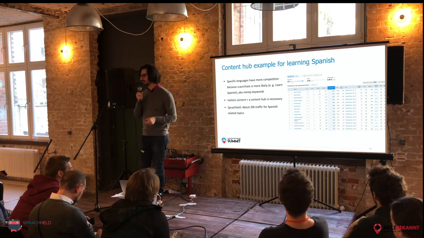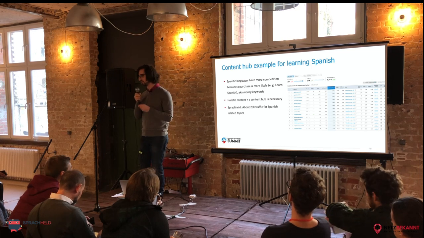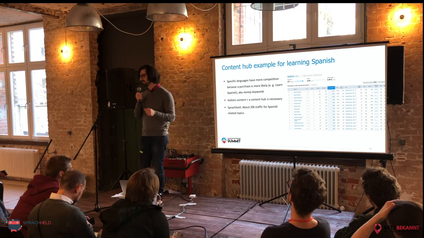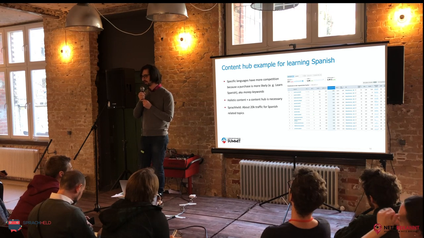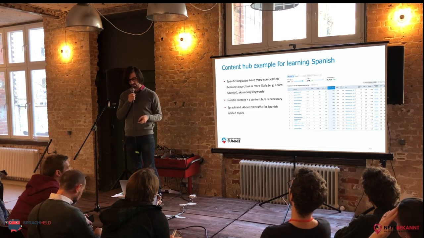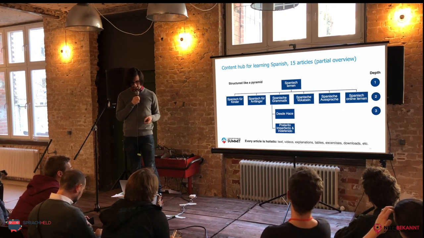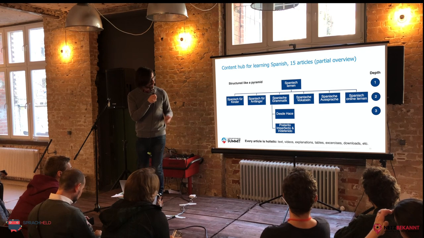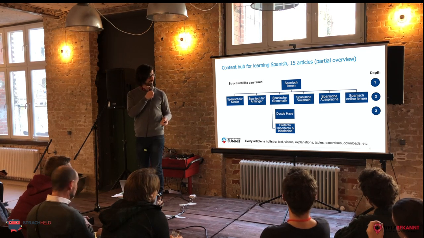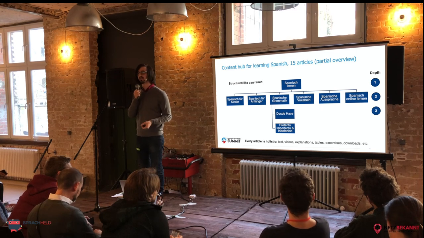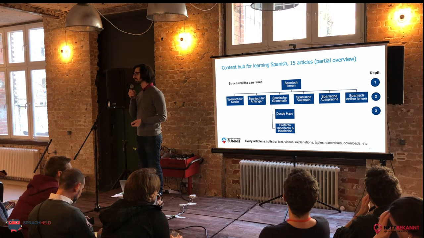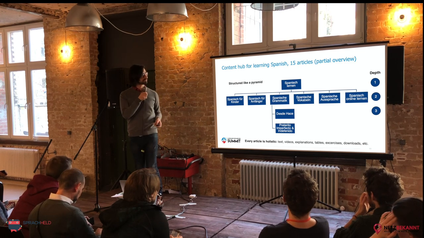We have 20,000 visitors that are learning Spanish on our website per month. Altogether we have about 100,000 visitors, and 20,000 of them are specifically for learning Spanish because of the Spanish content we created. So this is the hub. Every article is holistic. It has texts, videos, infographics, images, tables, exercises, downloads, and so on. So this is how you can beat the big players, even if you don't have as much authority.